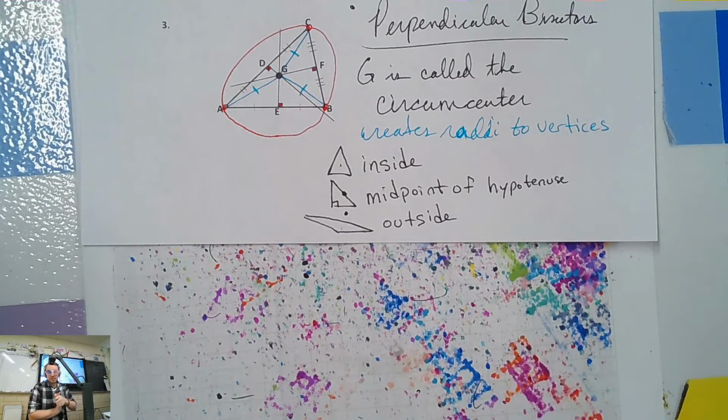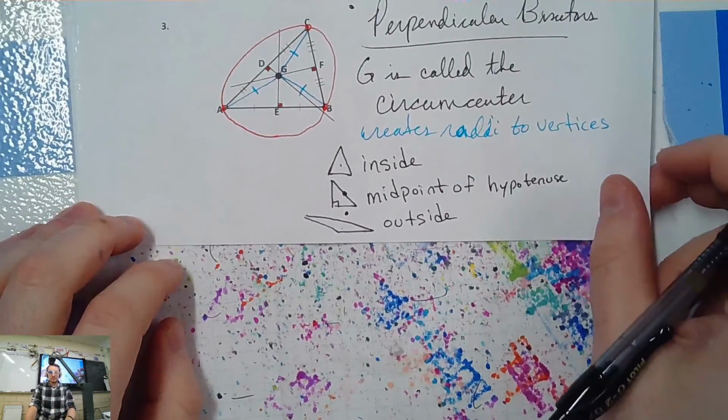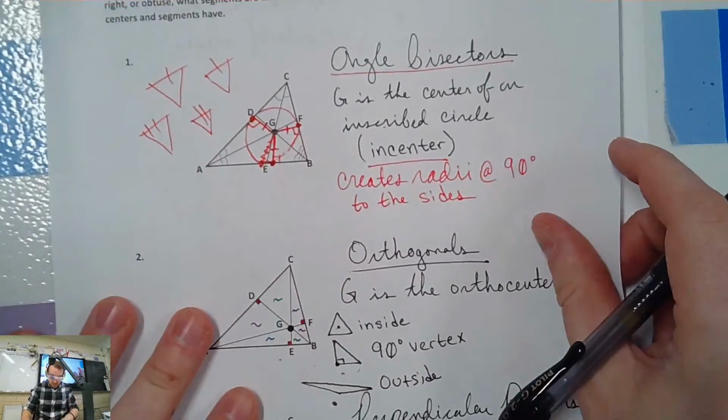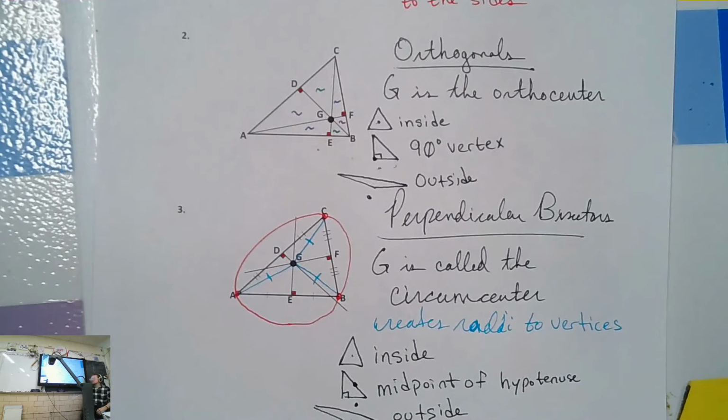You will need to know this stuff. I posted a video on Google Classroom that might help you learn more about it and get used to it. What do you want to talk about? Angle bisectors and the in-center, or do you want to go to medians and the medi-center? All right, inside, on the midpoint of the hypotenuse, and then the outside. All right, let's talk about angle bisectors.